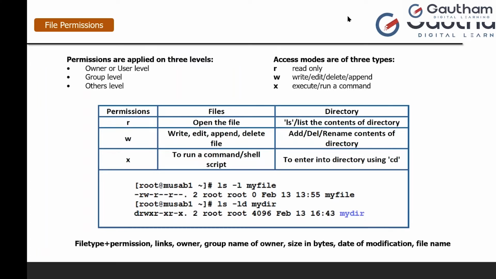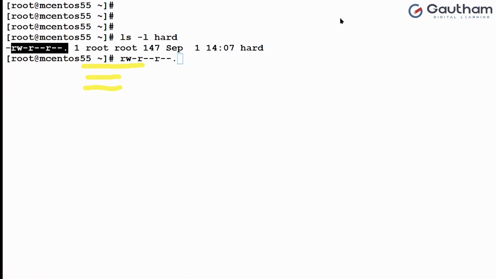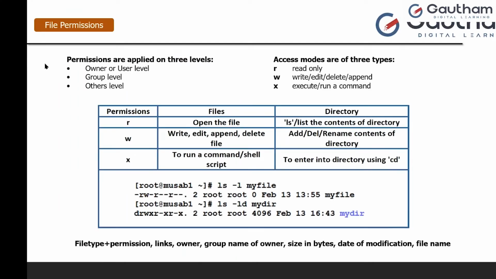File permissions are applied on three levels: owner or user level, group level, or others. Now, the owner is someone who has created the file. Like in this case, as root has created the file, root is the owner and root is the group owner. In Linux, there is a user which is root, and there is also a group called root group. So this file belongs to root as an owner or user, and root as a group owner of the file.